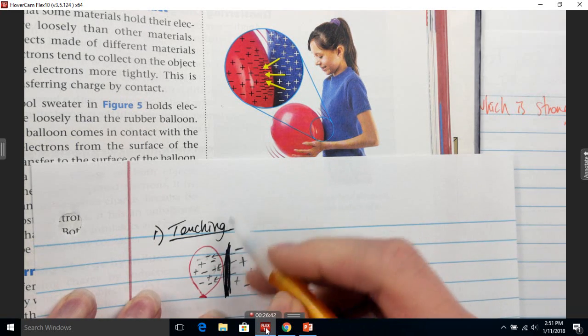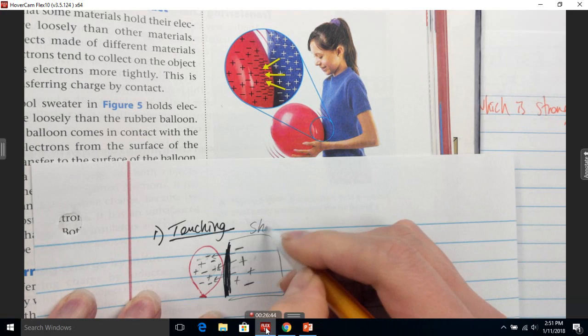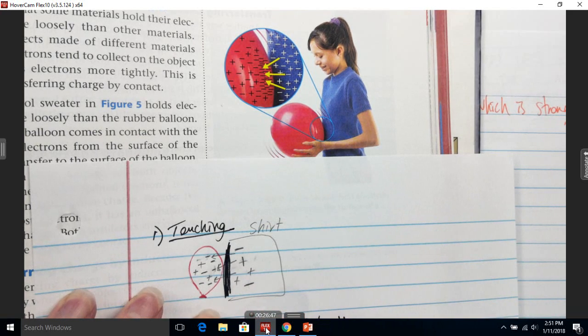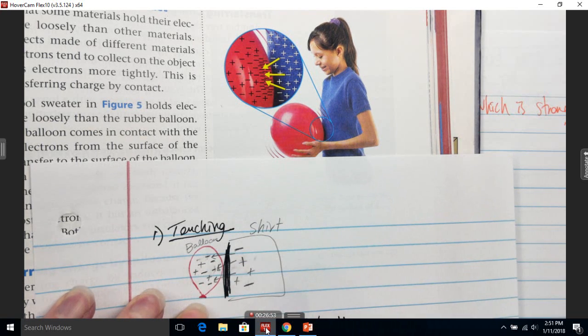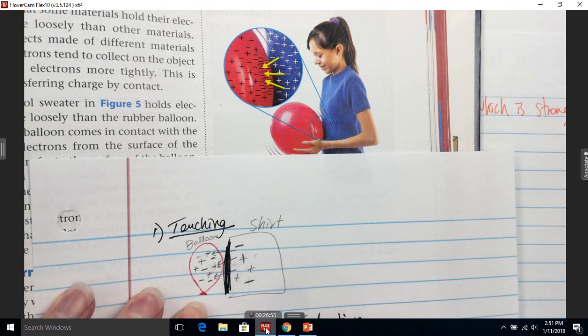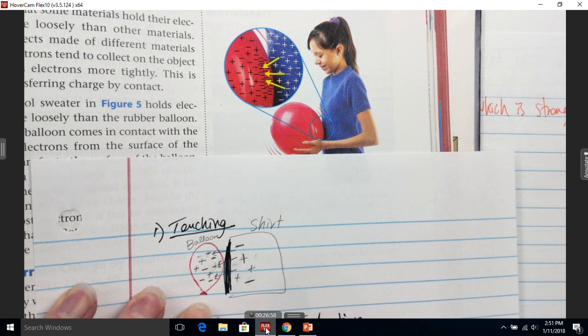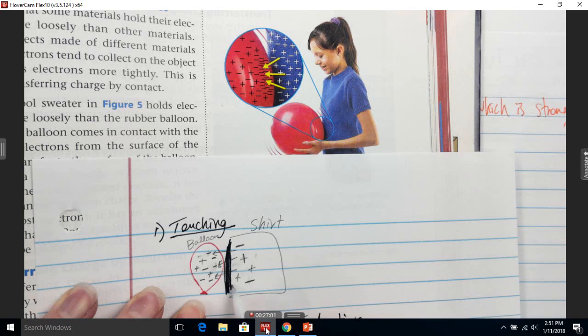So this is my object. Let's say this is my shirt. And then I have, if you don't know, this is a balloon. It's okay. I know I'm not an artist. I said I'm not an artist. Never claimed to be. When they touch, the shirt will lose its electrons to the balloon. So I drew the arrows to show that now I have 1, 2, 3, 4, 5, 6 electrons over here, and there's only 2 on the shirt.